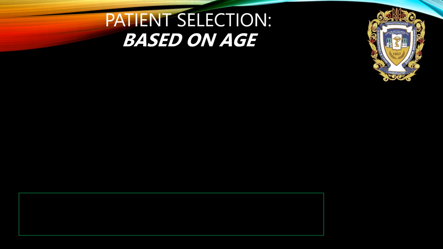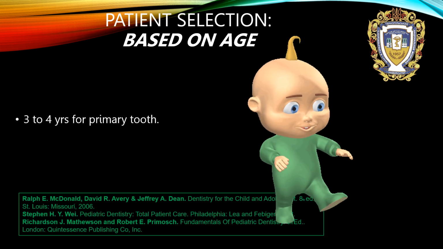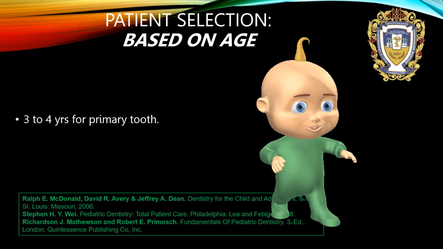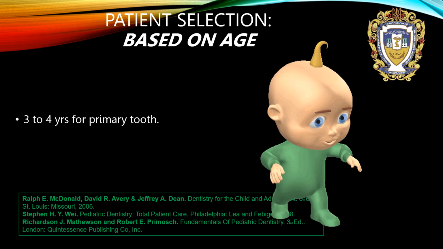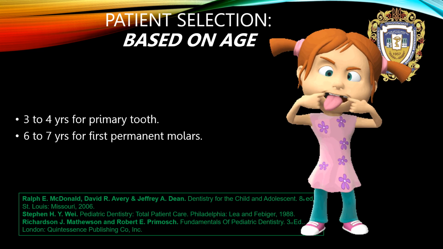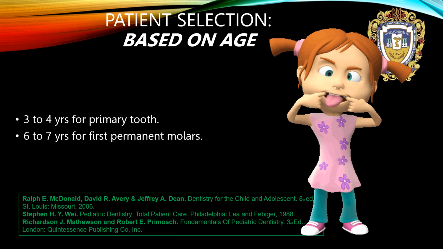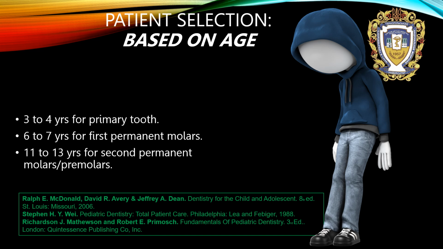Then patient selection based on age. First group, from 3 to 4 years old for primary teeth. Next group, 6 to 7 years for first permanent molars sealing. And 11 to 13 years for second permanent molars and premolars.